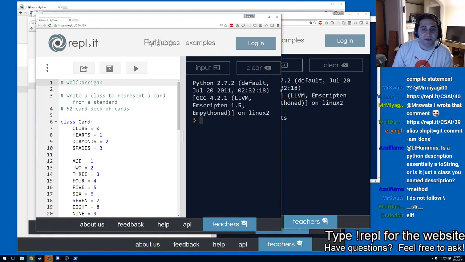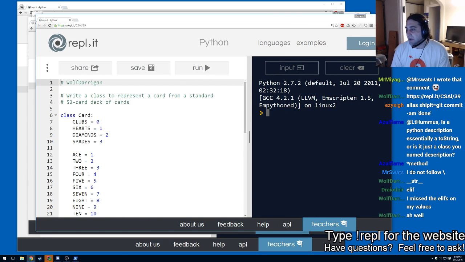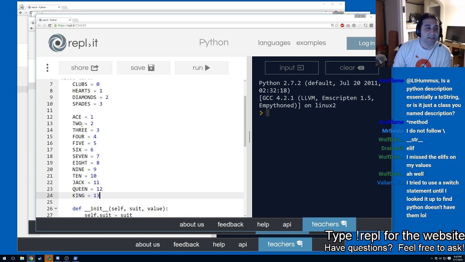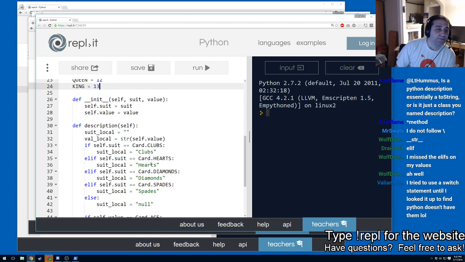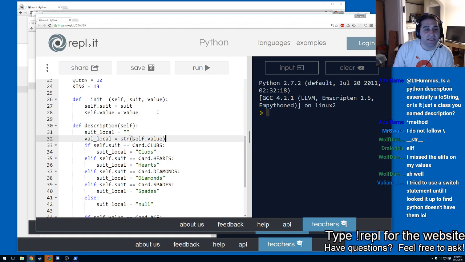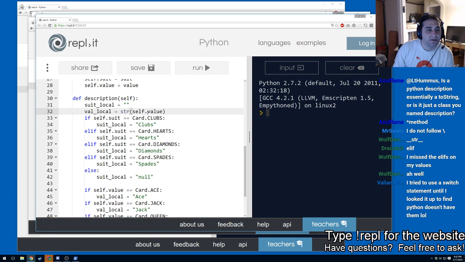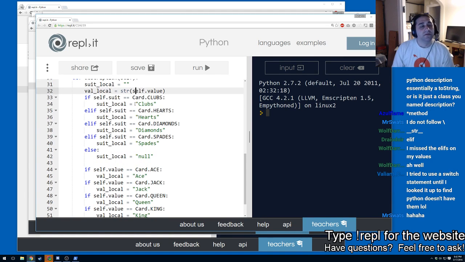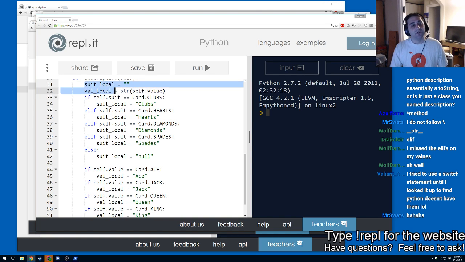Alright, so Wolf Darrigan went a little overboard, so let's break Wolf Darrigan's down. Not only did they keep the integer constants for the suits, they made integer constants for all the ranks: Ace, 2, 3, 4, 5, 6, 7, 8, 9, 10, Jack, Queen, King. That being said, everything else is basically the same, right? So we have suit local, and val local, which is basically we take the value, which is an integer, and turn it into a string. Hold on. What? Oh, okay, sorry, I didn't read your whole code. I see. Okay, so we have suit local, we have val local.